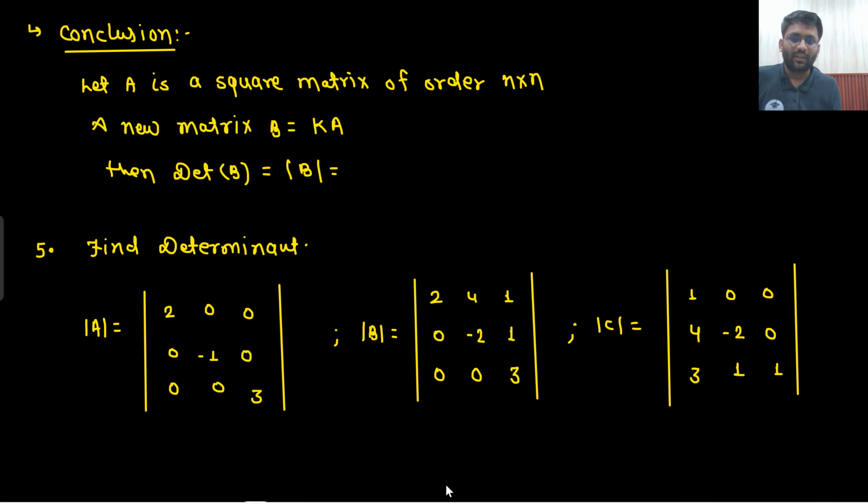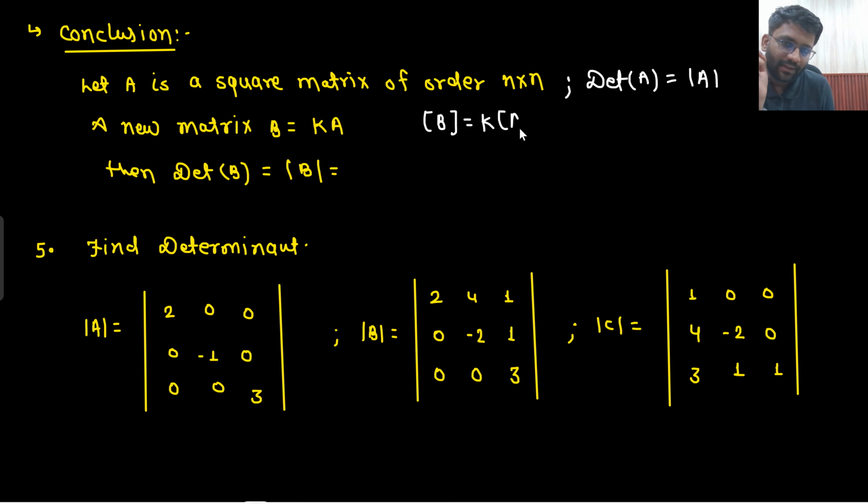So if I write down a property: let A be a square matrix of order n cross n, and the determinant of A is given by this sign. Now I frame a new matrix, matrix B, which is K into matrix A. So what will be the determinant of B? I can write K into A. Now if I want to take out this K, how will this K come out? In this manner? No, this K will come out with K to the power n.